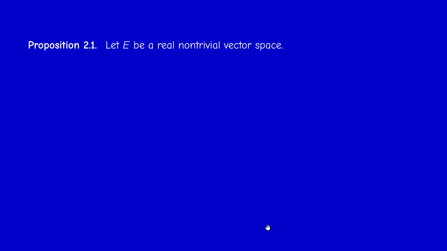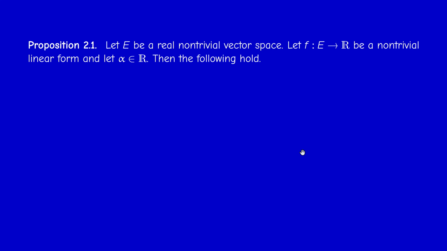So the first result: if we have a non-trivial vector space E, a non-trivial linear form f and a real number alpha, then the following hold. The hyperplane [f = alpha] is the translate of the kernel of f, so we can write it as x0 plus the kernel of f. The kernel of f is just f⁻¹ of 0, the set of points x such that f vanishes at this point. This is actually trivial to prove. It's not difficult, and maybe you encountered this in algebra. Here I don't put any norm, the setting is just algebraic.